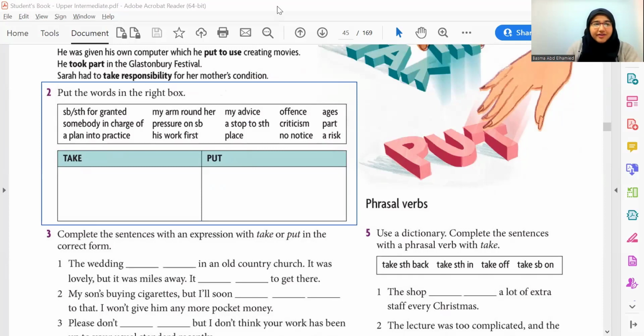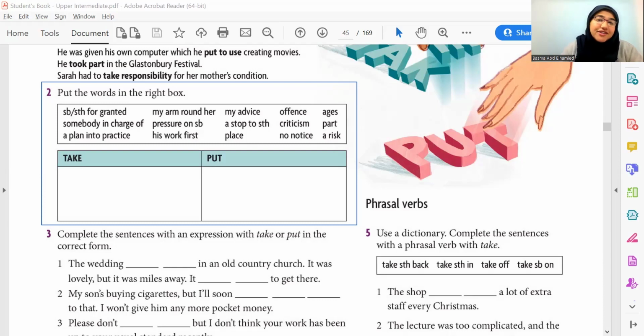You can pause the video. All right, let's try to do them together. I will give you some examples. Let's start with take. I can say take something or somebody for granted, like don't take me for granted, or take my advice, or don't take offense. I can say, well, this is taking ages, or it took ages to finish. So I can say take ages.